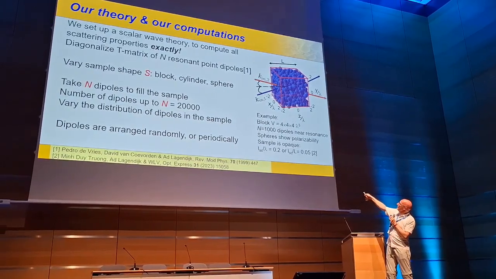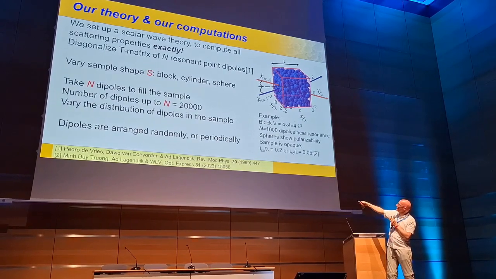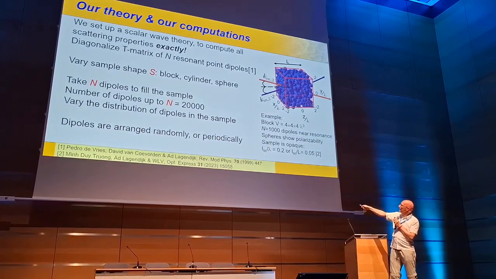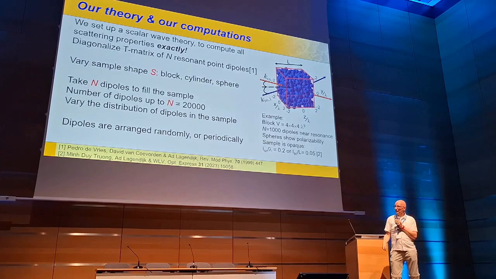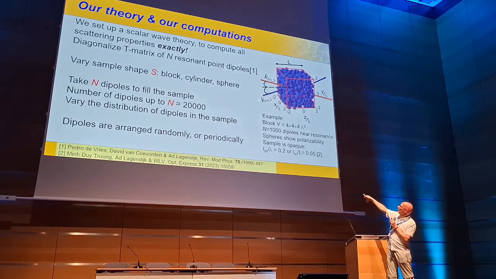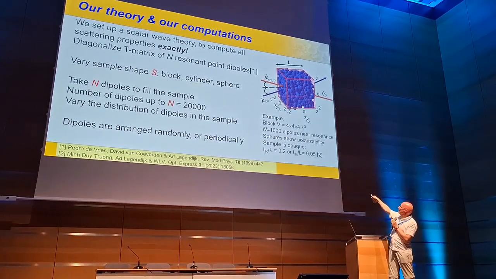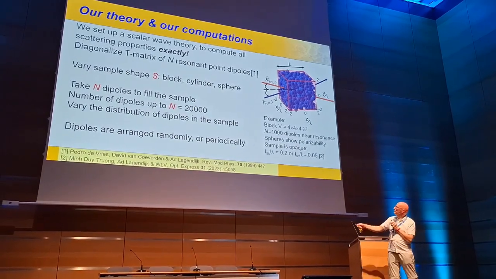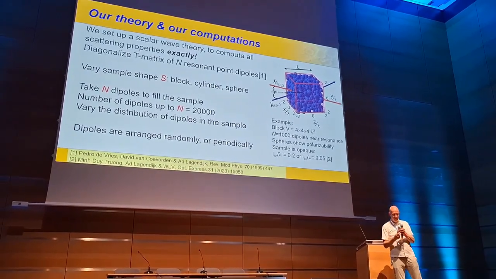And in this case, the polarizability is so much that the scattering mean free path over the wavelength is 2/10, so 20%, or if I would normalize the scattering mean free path over sample size, it's about 5%, so it's really an opaque sample.